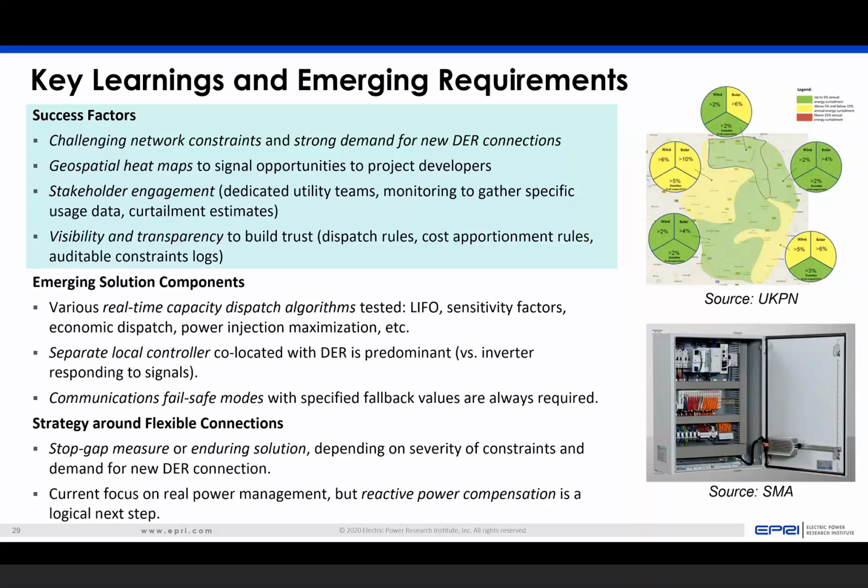Another important consideration is ensuring visibility and transparency in the process, particularly around dispatch rules. This can be particularly important for project financing and reducing developer uncertainty, which is really one of the most common reasons for unsuccessful interconnection projects that may have otherwise been economic.